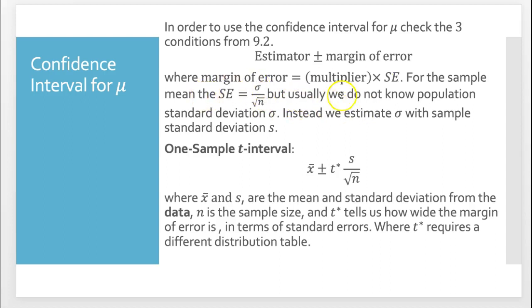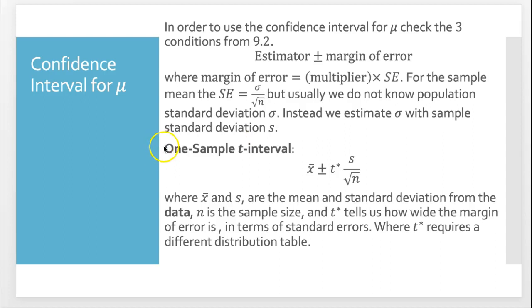But in practice, we usually don't know the population standard deviation sigma. If we don't know it, we don't give up. We just estimate it with the sample standard deviation s. Remember, sample standard deviation s is the typical distance that we should see between any outcome x and the sample mean. This is the same sample standard deviation that we saw earlier in the class.